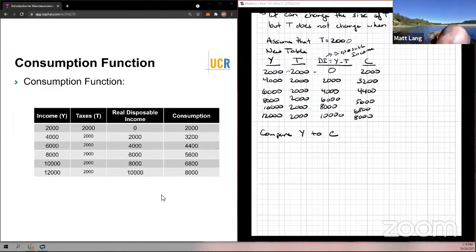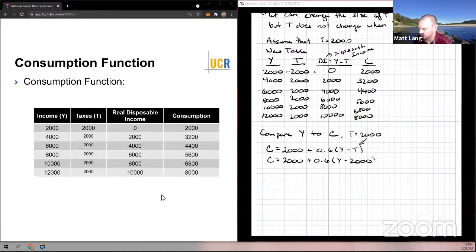Okay, so we're going to do this mathematically first, and then we're going to bring this into a graph again, right? The way we would say this is to compare Y to C given the taxes are equal to 2,000. Well, remember, consumption was equal to 2,000 plus 0.6 times (Y minus T), right? That's what we found out from that first table. But then we're saying the taxes are going to be 2,000, so C is equal to 2,000 plus 0.6 times (Y minus 2,000). Okay, so our disposable income is whatever we make minus this $2,000 in taxes.